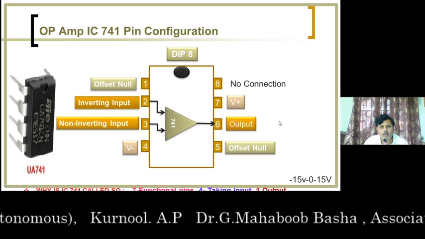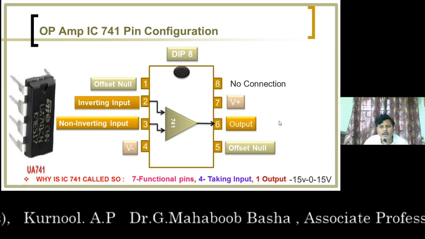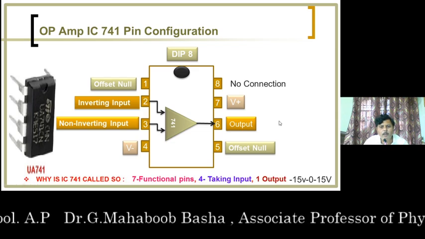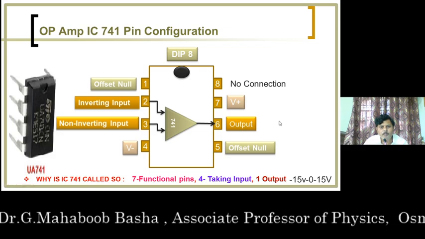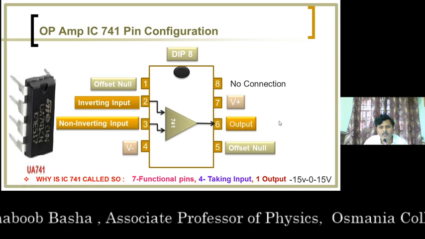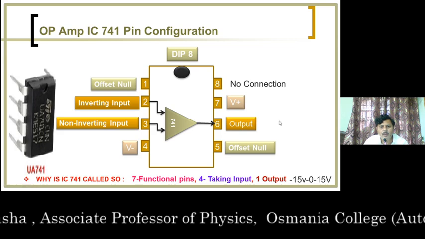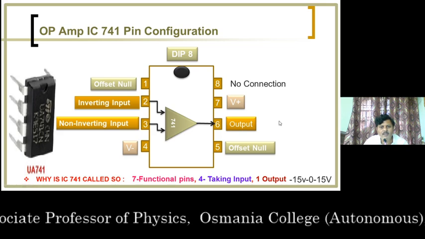Why is it called 741? Because out of 8 pins, 7 pins are functional pins and 4 are taking input. Pins 1, 2, 3 and 5 are taking input and the 6th pin is the output. So it is called 741.